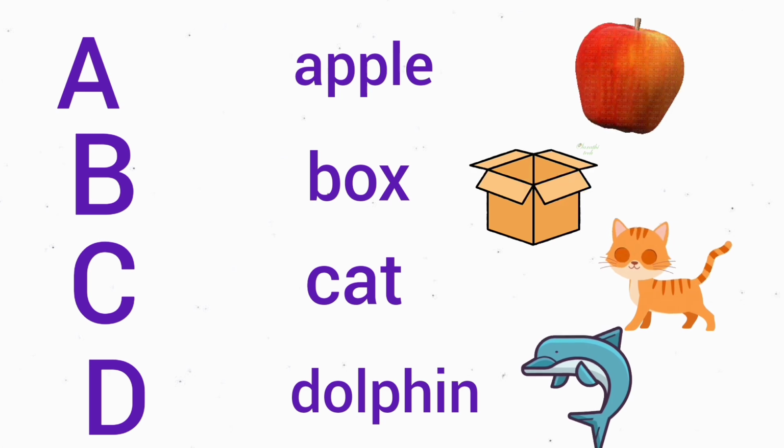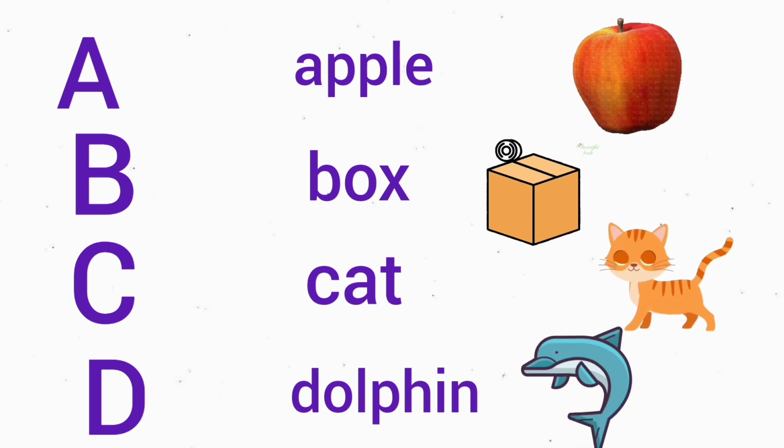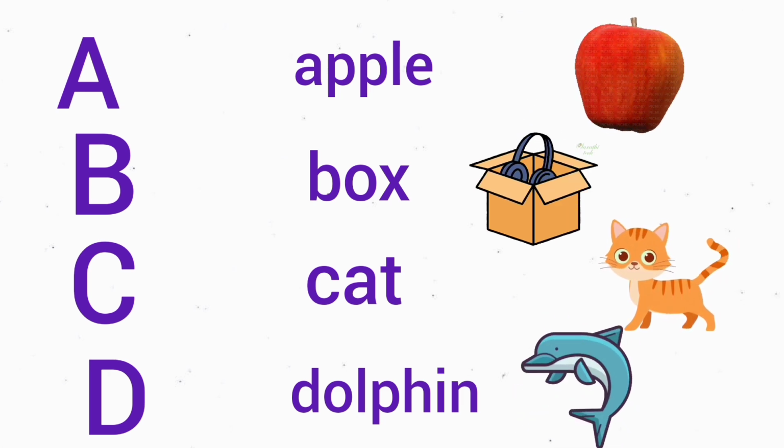A is for apple. B is for box. C is for cat. D is for dolphin. E. E is for egg. E-G-G, egg.